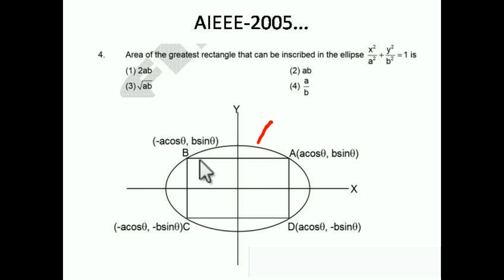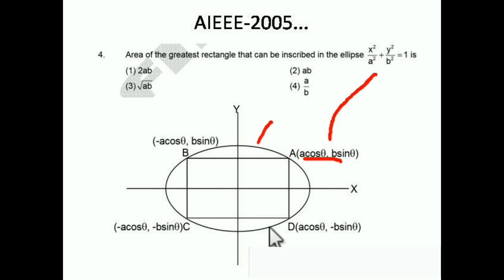Now see, if we draw the rectangle like this, then the coordinate of this point must be a cos theta comma b sin theta, because a cos theta and b sin theta are the arbitrary variables, that is x is equal to a cos theta and y is equal to b sin theta. If you put this in the equation, it will be satisfied. Put x is equal to a cos theta, so a square gets cancelled out and we have cos square theta. Similarly here we have sin square theta, so cos square plus sin square is equal to 1.